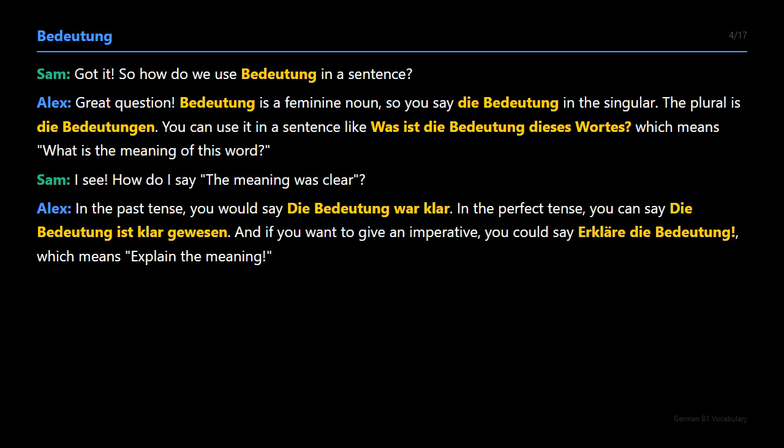I see. How do I say the meaning was clear? In the past tense, you would say, Die Bedeutung war klar. In the perfect tense, you can say, Die Bedeutung ist klar gewesen. And if you want to give an imperative, you could say, Erkläre die Bedeutung, which means explain the meaning.